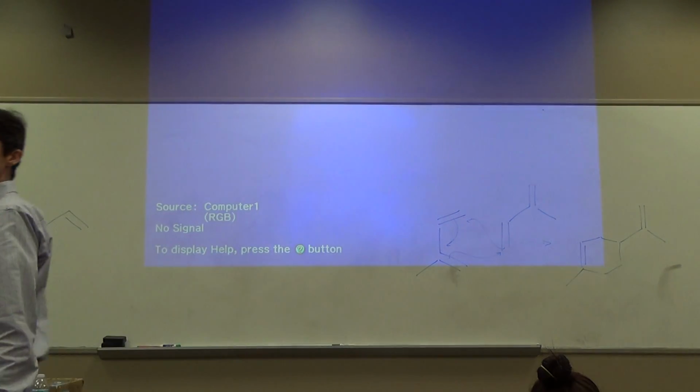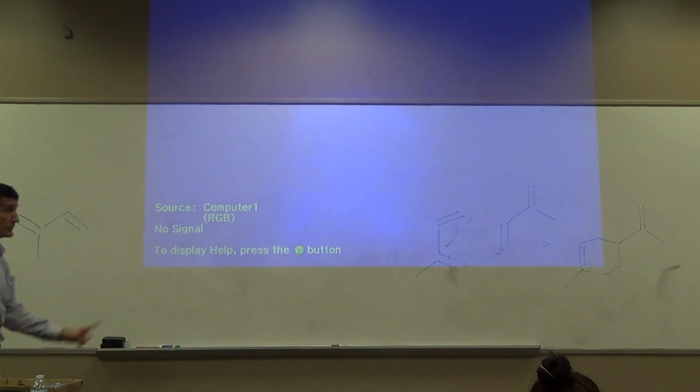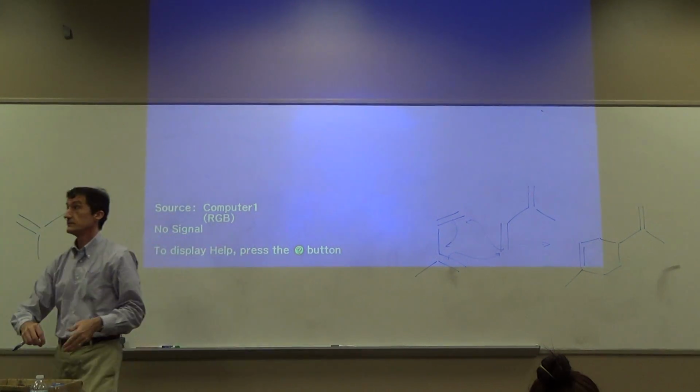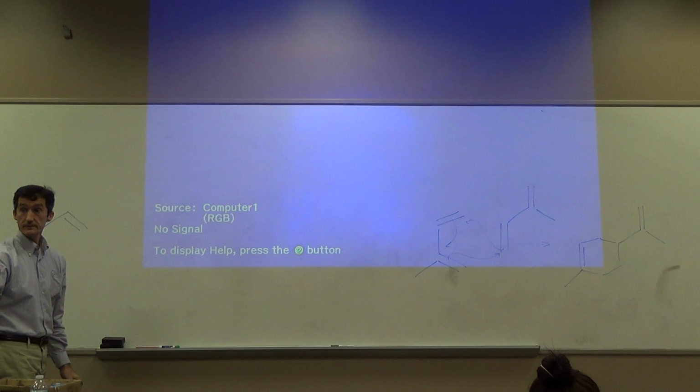Does that make sense? One was the diene, the other was the dienophile. We only used one alkene of the other molecule, right? Diels-Alder is 4 plus 2. It ain't 4 plus 4. 4 plus 2, six-member ring. Did we get it?